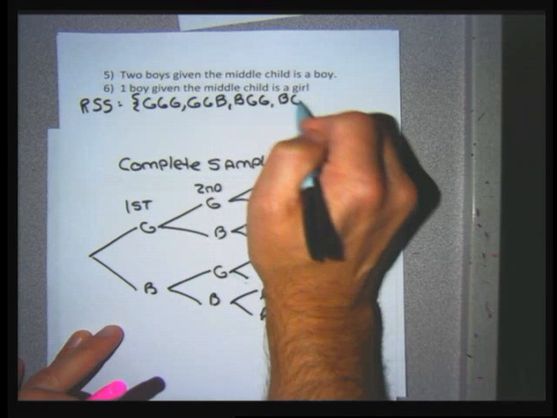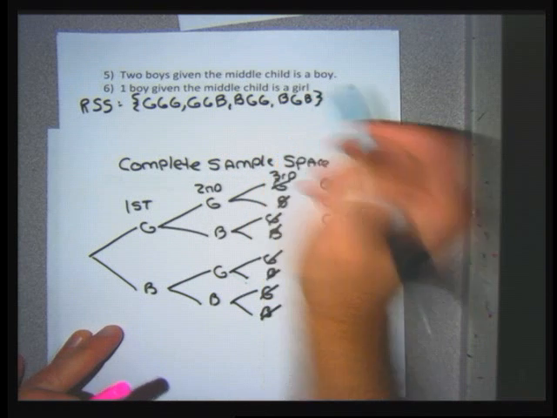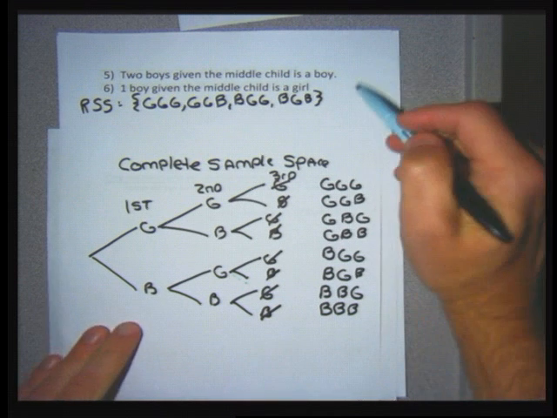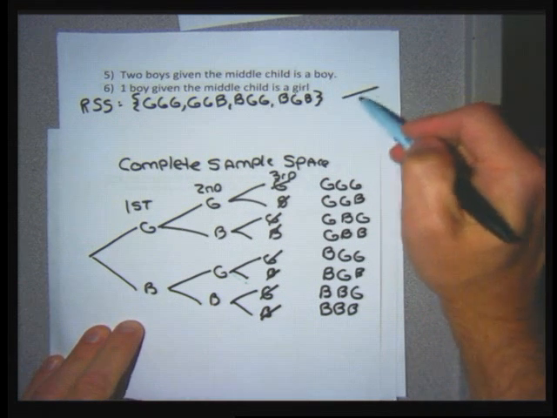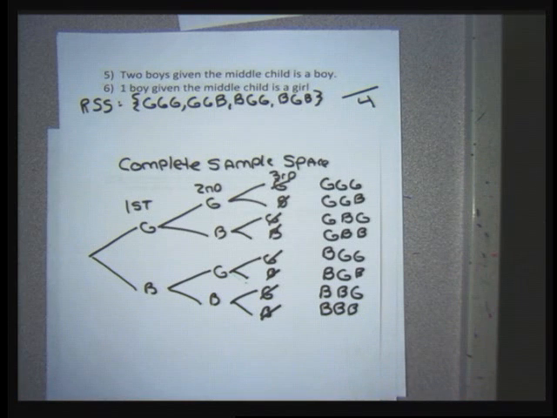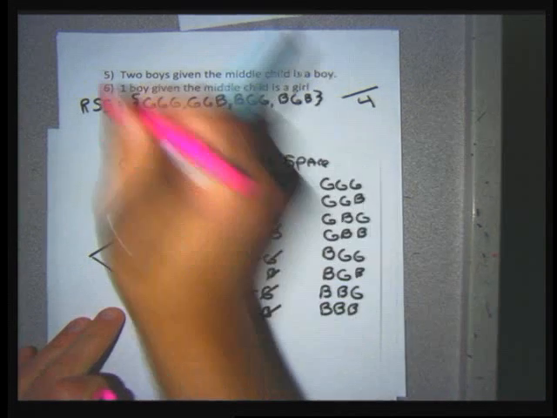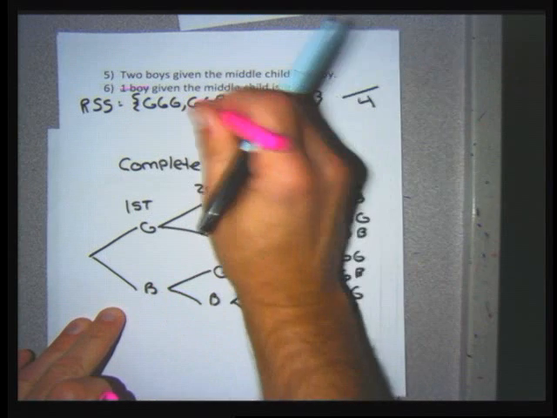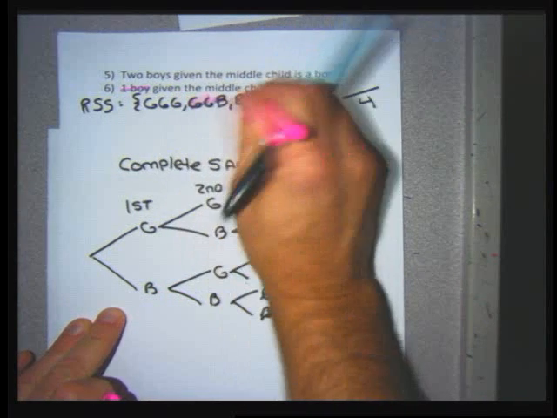So you're going to pick through in number 5 the 4 items in the sample space that have a boy in the middle position, so the boy for the middle kid. So once I create my reduced sample space, I know what the denominator of my probability question should be. In problem 6, the denominator of my probability should be 4 because there's 4 items in the reduced sample space. Now I need to find out how many of them fit the criteria that there's one boy. And here there's one boy, here there's one boy.